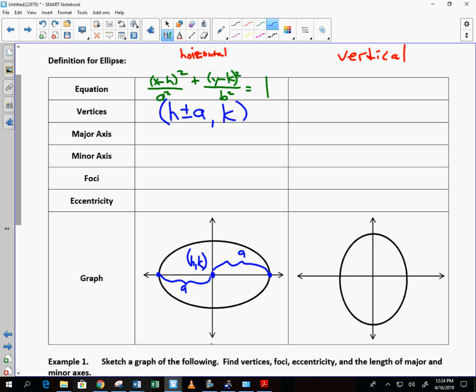The length of the major axis, okay? The length of the major axis. The major axis is the distance from here to here. What do you think it is? 2a.